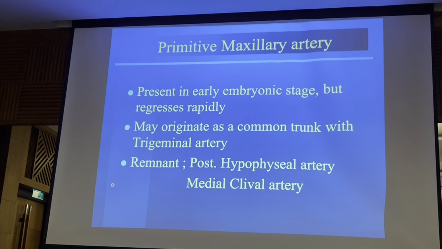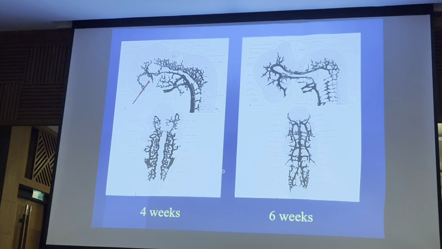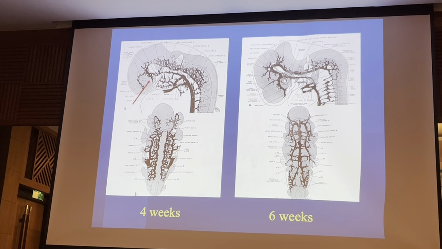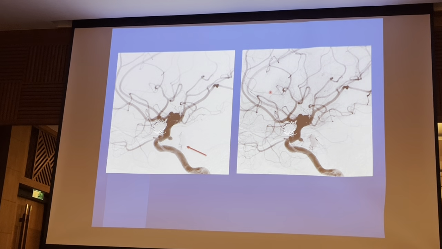Reminding you, the primitive maxillary artery is an earlier embryonic vessel which regresses quite rapidly. It may have a common origin with the trigeminal artery, and remnants of this are the posterior hypophyseal artery and the medial clival artery. There are clival anastomotic channels we'll show you a little bit later on. The primitive maxillary artery immediately regresses, with the only remaining supply to the posterior hypophysis like this.